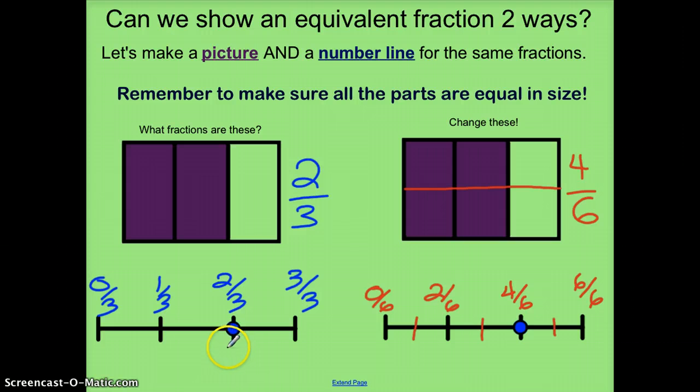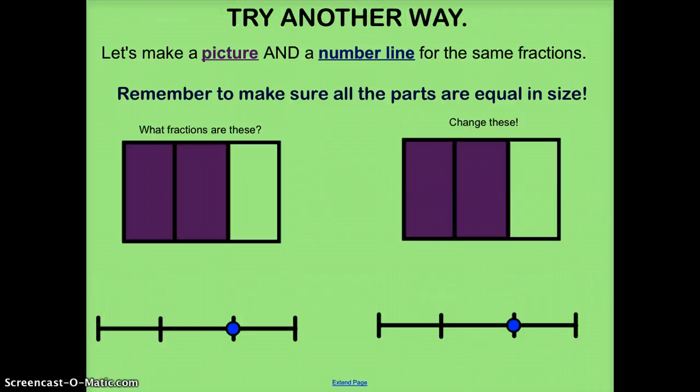So the point is at the same spot on each number line. On this number line it's 2/3, and on this number line it's 4/6. But the distance that it was from the beginning didn't change, just the number we used to represent it. That's an equivalent fraction shown on a number line. Let's look at another way we can do it.